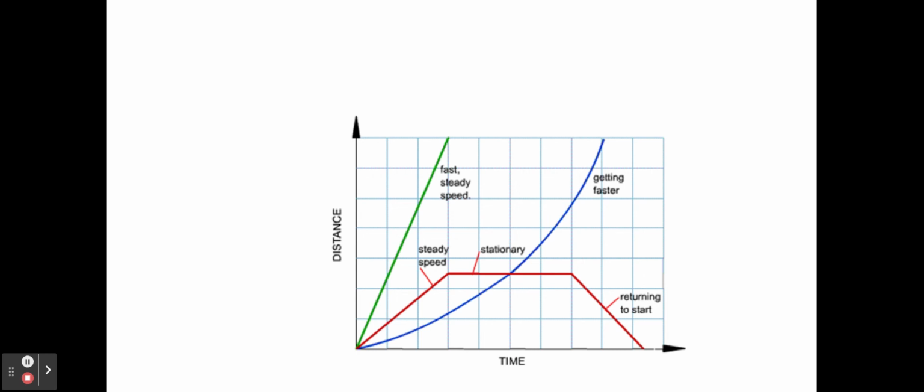So this is a really useful graph to copy down and just make some bullet point notes around the graph about what each section means. And I would use the example of moving away from a wall to help you understand what each part of the line means.